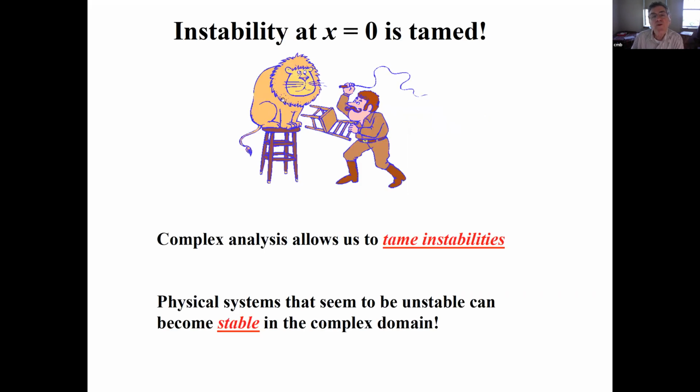And so what you see is that the instability at x equals 0, the static instability, is tamed by doing a little bit of complex analysis. Complex analysis allows us to tame instabilities, and you can see that physical systems that seem to be unstable can actually become stable in the complex domain.